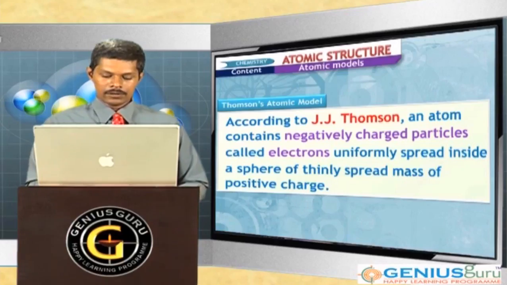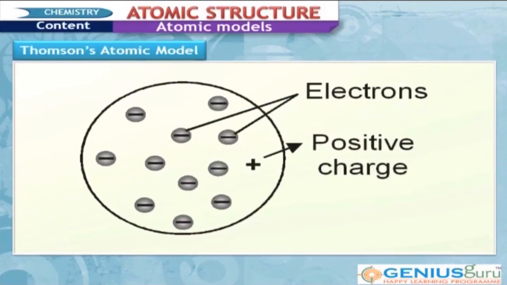So let us see the J.J. Thomson atomic model. This is an atom, and this atom contains positive charge. This is the positive charge. The sphere is positive charge, and the electrons are spread uniformly inside the sphere. These are the electrons. Look at this. This is the model given by J.J. Thomson.